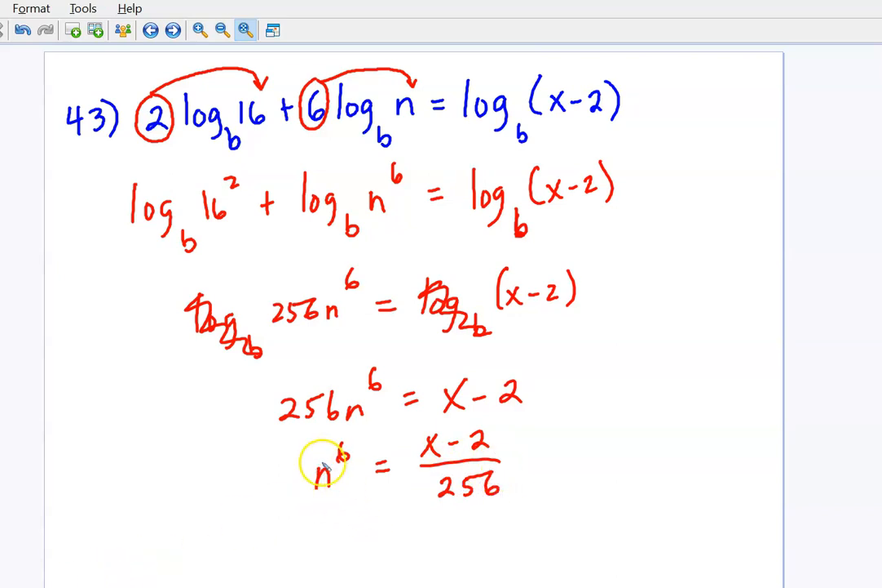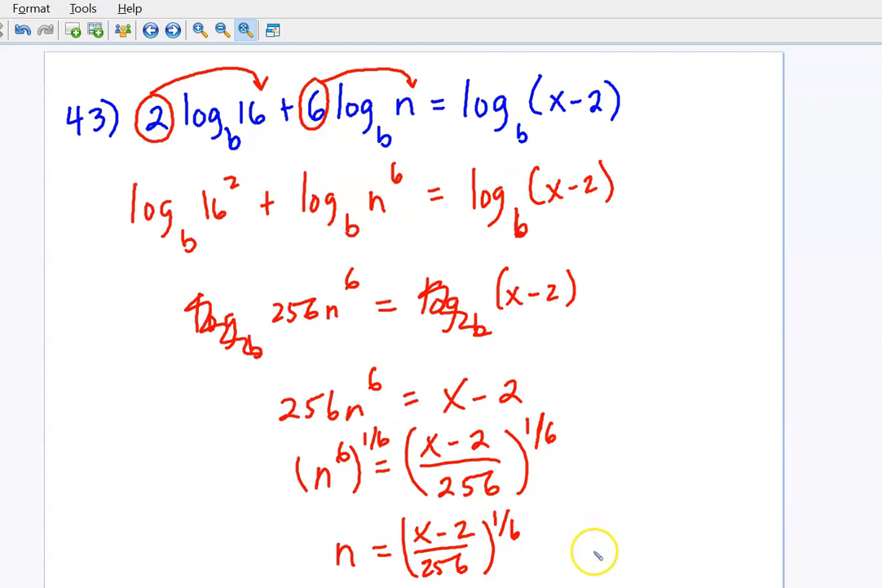So to solve for n, I need to raise both sides of this equation to the 1/6 power. And you can actually just leave your answer in this form. n is going to be, this is actually your answer, (x minus 2 over 256) all raised to the 1/6 power. Or you could think of it as the 6th root of that fraction. If you wrote it like this, that would be okay. All right, so that's 43. That is your answer.